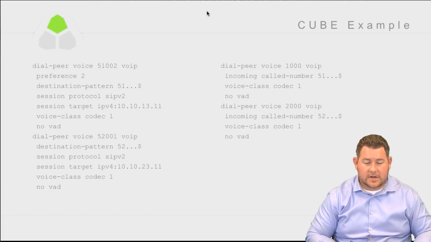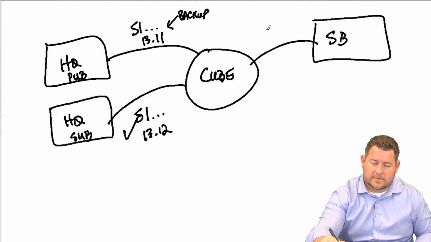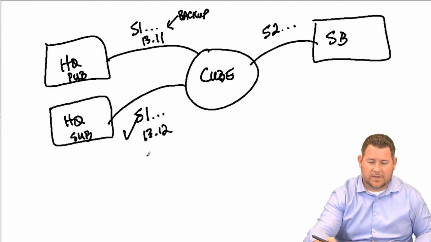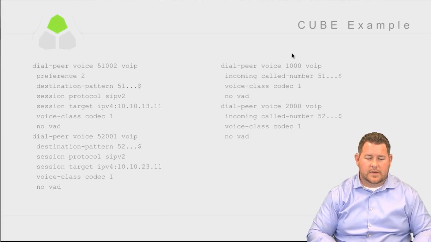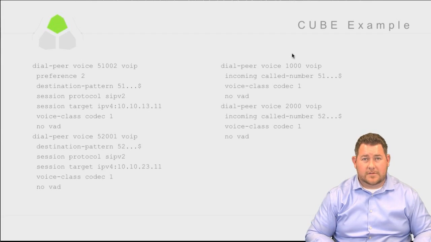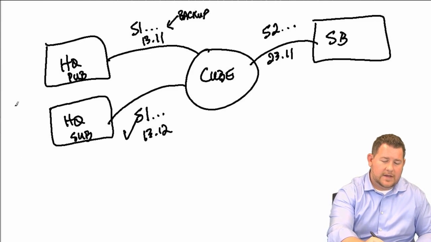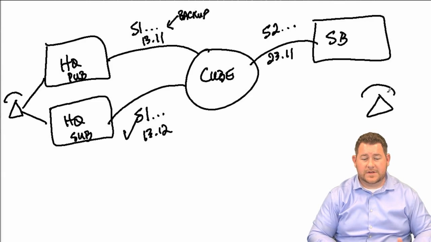All right, so next, we look at the next dial peer, and that was 52001. It's destination pattern 52 ... and that's pointing to 23.11, not 10.11. And that goes to our Site B call manager server. And that also has voice class codec 1. So if there are any phones registered to those servers, we can call between those servers using those patterns.